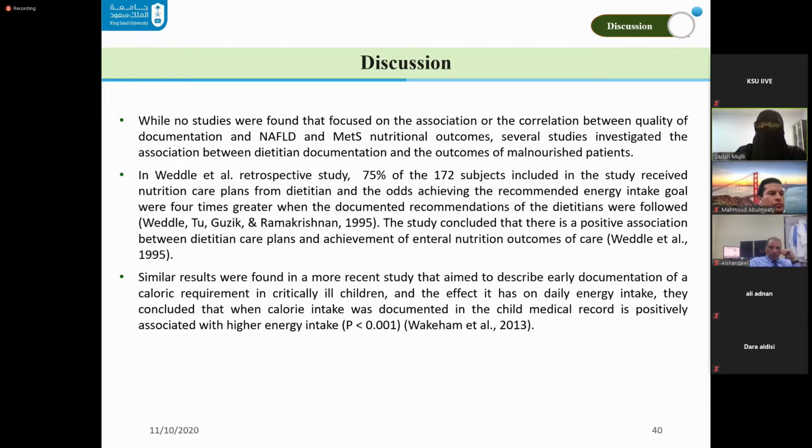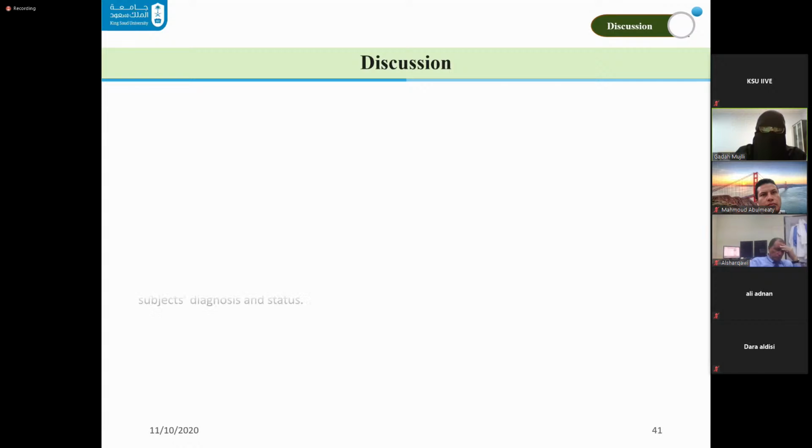The second result was related to the correlation and association between the audit scores and dietitian documentation of nutritional outcomes. In the literature, we found studies focusing only on malnourishment and improvement of malnourishment in patients. And in similar studies, they found a positive correlation between the quality and the level of documentation and improvement of malnourished patients.